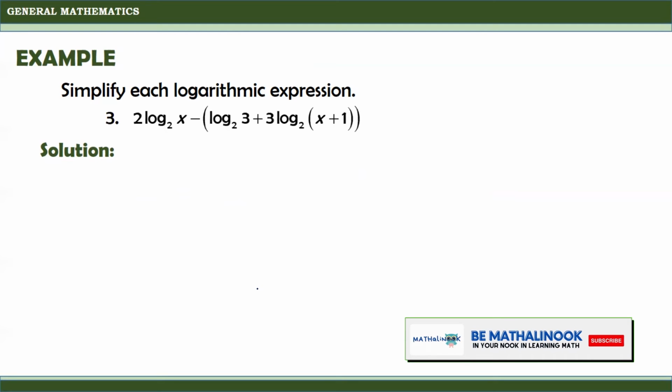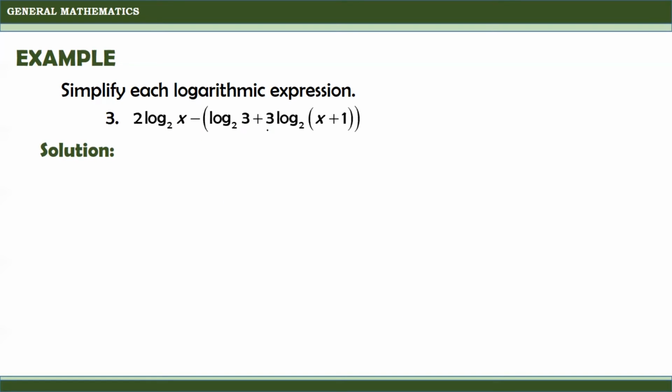For our last example, we have 2 logarithm of x to the base 2 minus logarithm of 3 to the base 2 plus 3 logarithm of x plus 1 to the base 2. So, let us rewrite first our given here. So, we have 2 logarithm of x to the base 2 minus logarithm of 3 to the base 2 plus 3 logarithm of x plus 1 to the base 2.